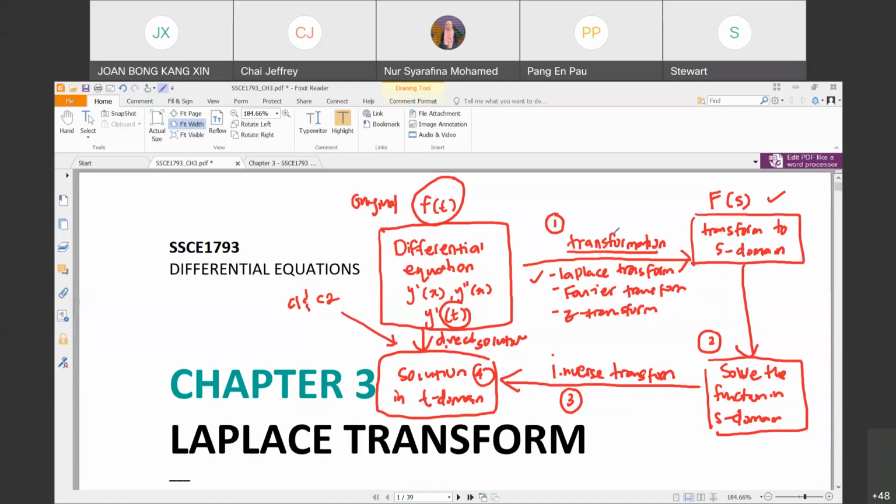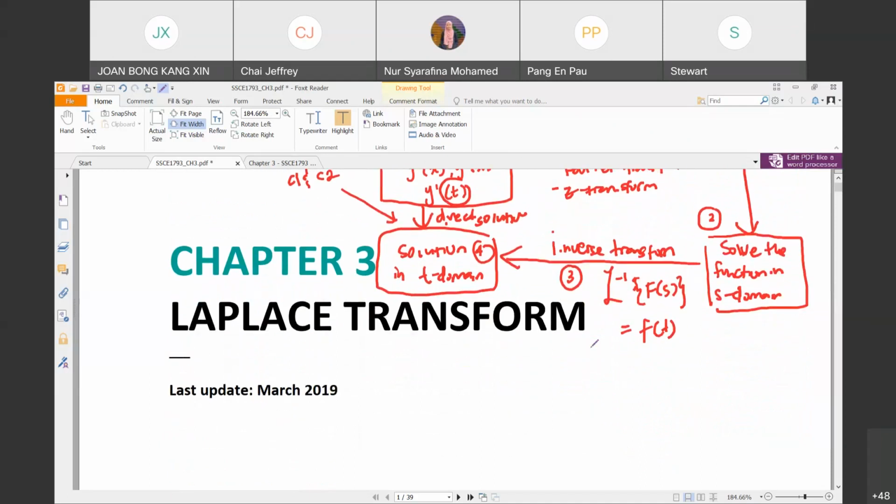Okay, so the transformation that we're going to use is Laplace transform, and this is inverse Laplace transform to get f(t) back. Okay, we inverse the S domain function to get f(t), and we transform to get F(s). So this is the idea. So now let's take a look at the chapter.